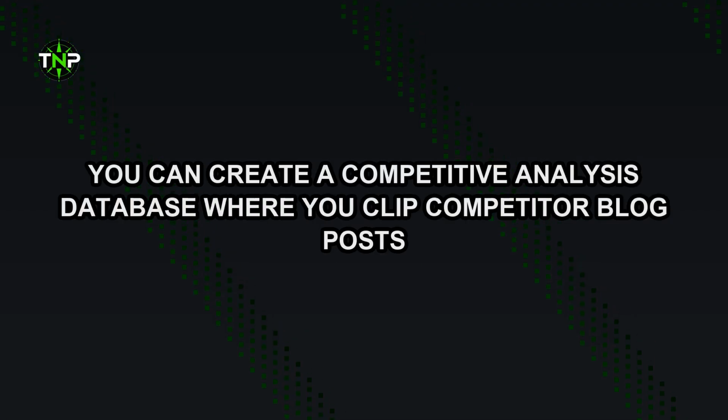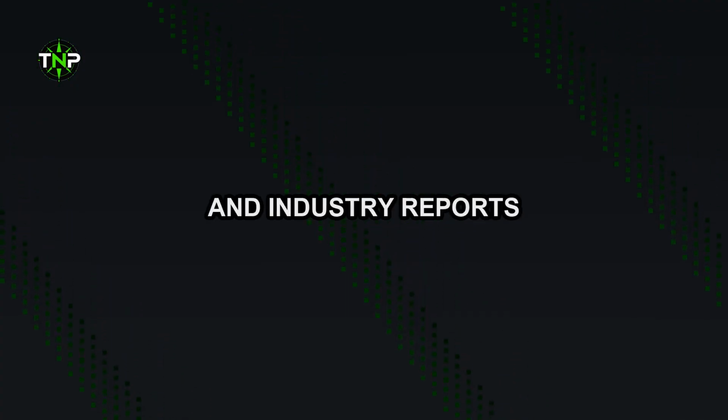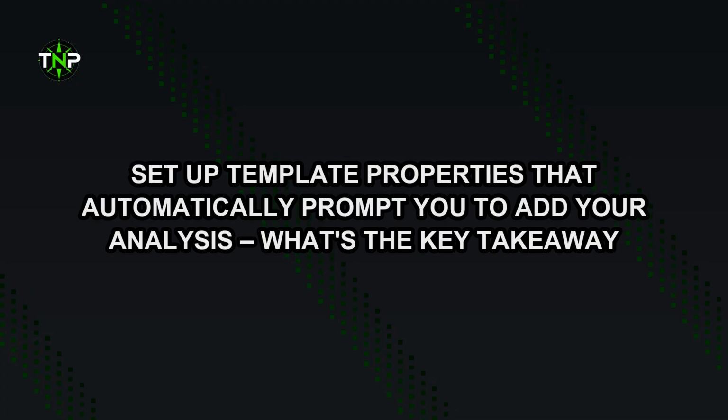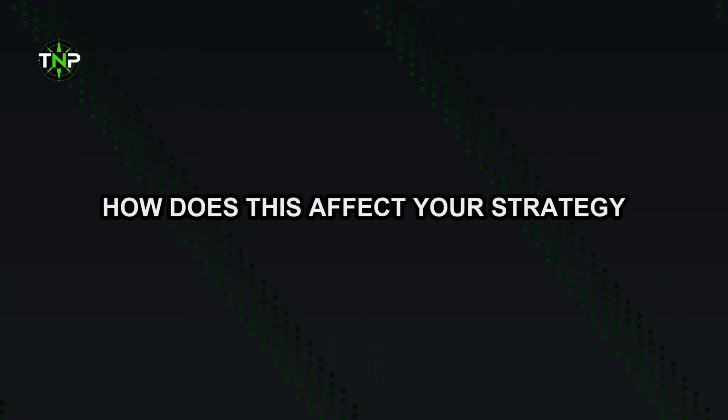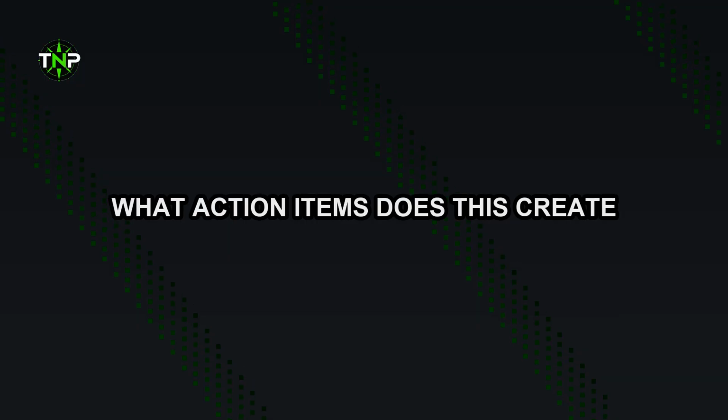One of my favorite advanced techniques is using the web clipper with Notion's relation properties. Let's say you have a projects database and a resources database. When you clip an article that's relevant to multiple projects, you can immediately link it to those project pages. This creates a web of connected information that's incredibly valuable when you're deep in project work and need to quickly reference everything you've gathered.